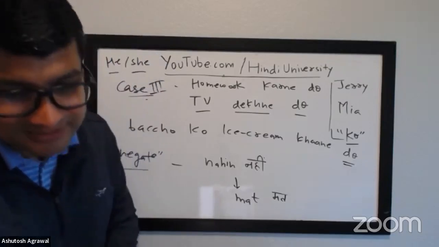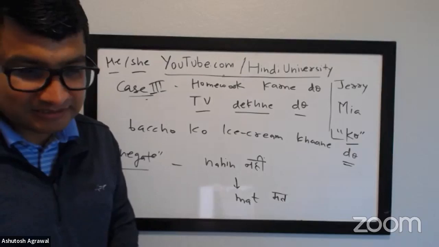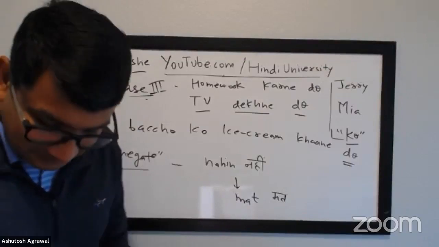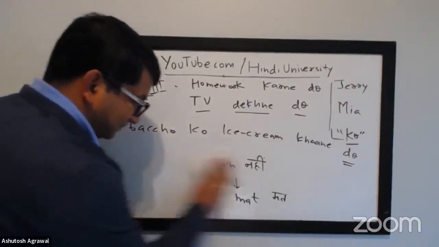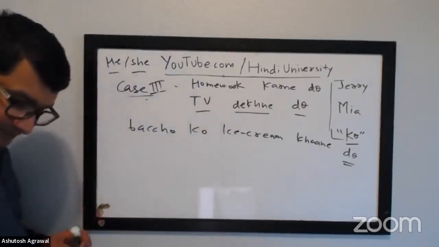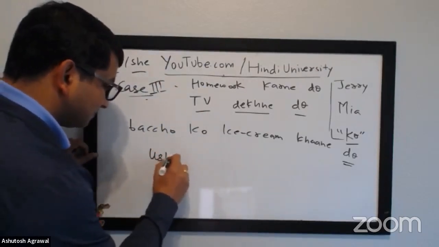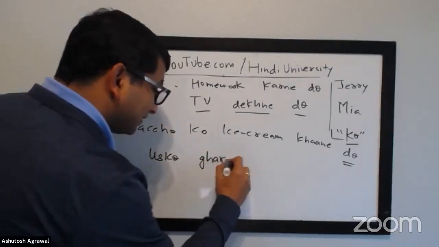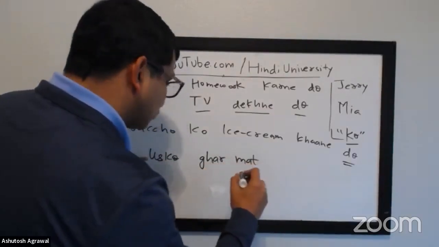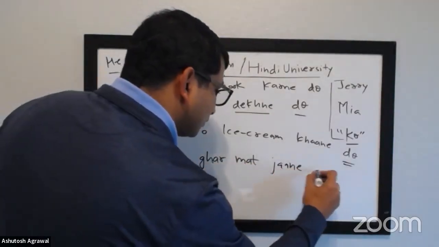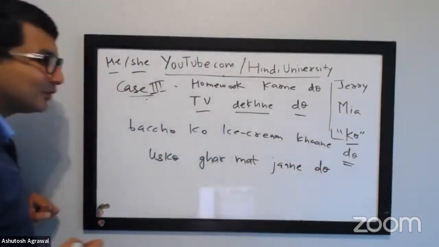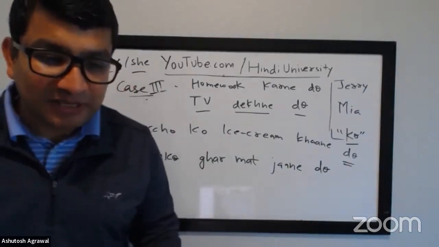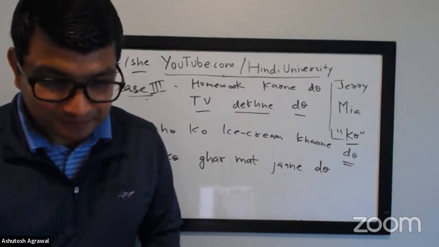Linda ji, you want to try it out? A negative sentence? Usko ghar mat jane do. Very good. Don't let him go home. So if you want to say it, उसको घर मत जाने दो. Don't let him go home. Awesome, right? If it is don't let him come, उसको घर मत आने दो. Anyone else would like to try?